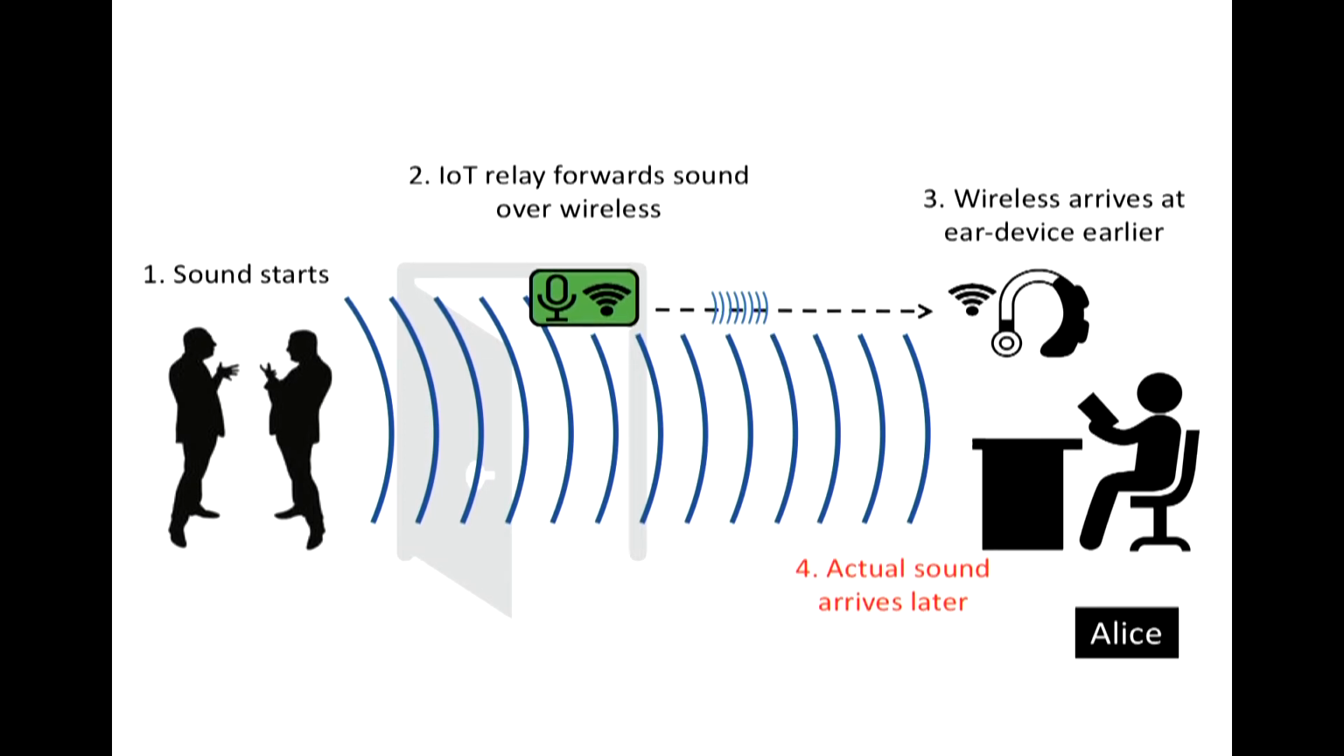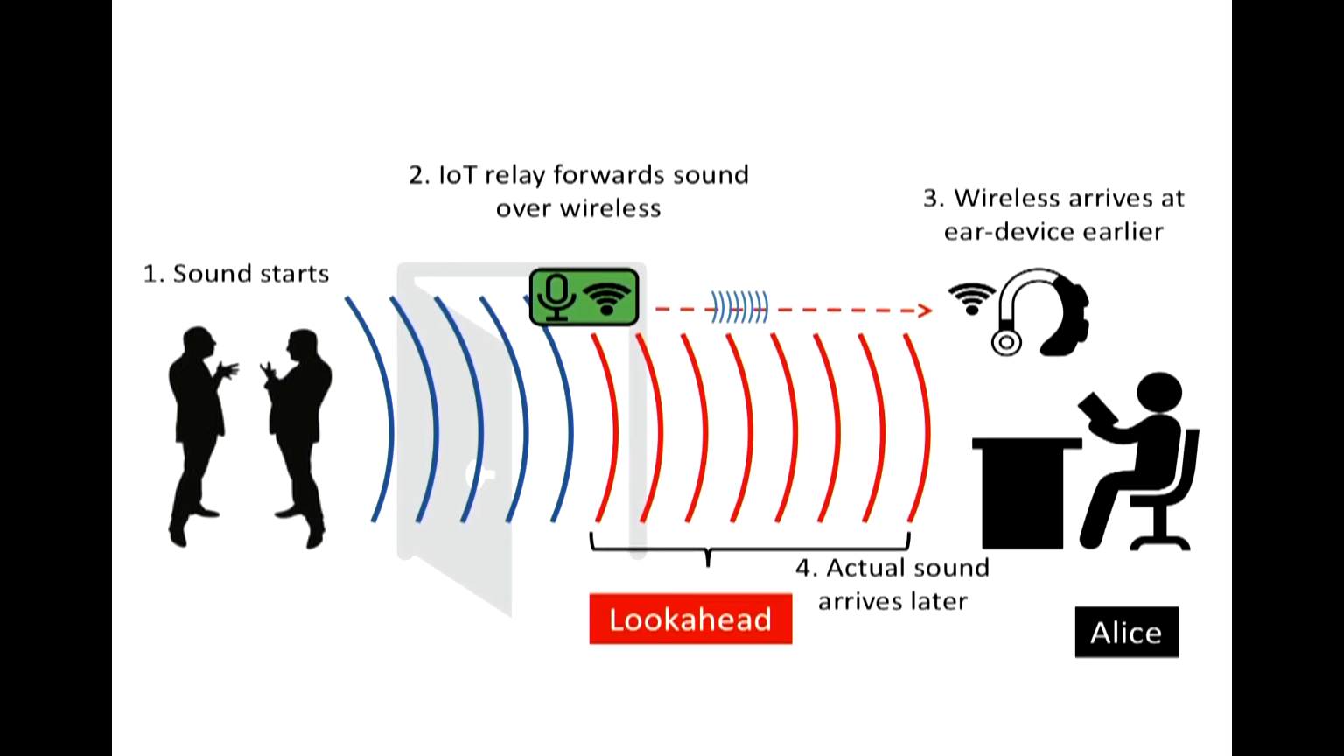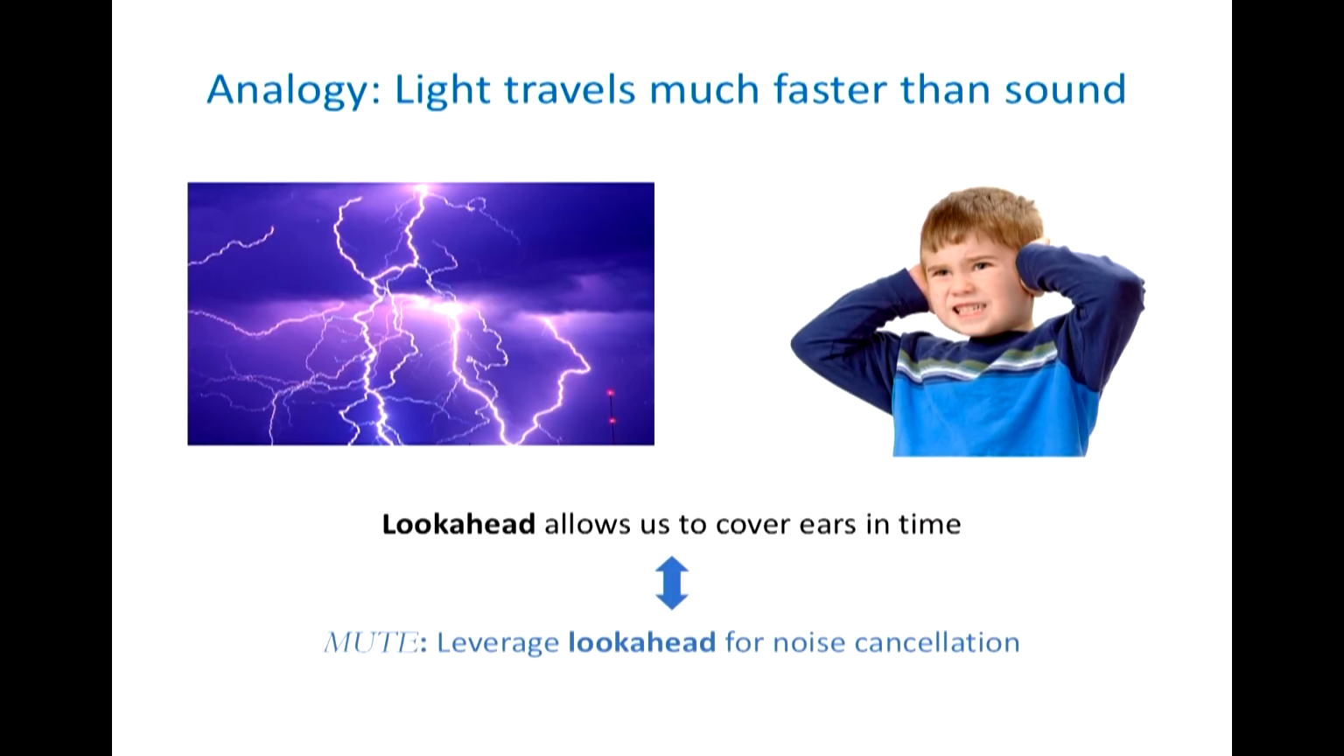In other words, the ear device gets to know the sound much in advance of the actual sound that arrives later. The difference in these two propagation delays is what we call look-ahead. This look-ahead time allows the ear device to do all kinds of processing with the sound. This is the same reason why we see lightning first and hear the thunder later, right? The look-ahead allows us to cover our ears to prepare for the incoming sound, and similarly, it allows MUTE to cancel the noise at your ear.